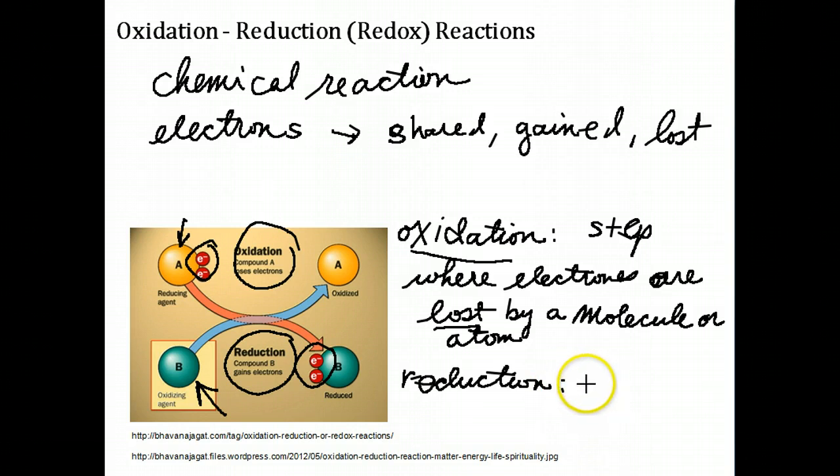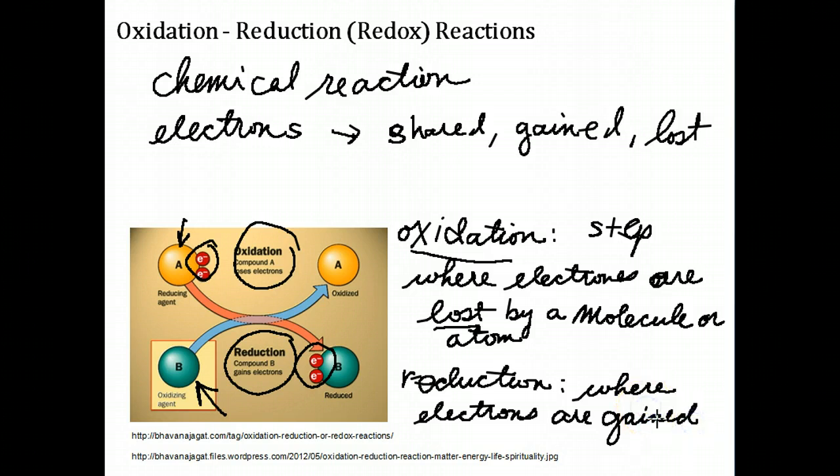Simply the opposite. It's a step where electrons are gained, again by either an atom or molecule. I'm not going to write it because I'm running out of room, but it's a step where this atom or molecule is going to gain electrons. So if you go back to this figure on the left, where we start out with atom B, it gained the electrons from A. So A donated them to B. So we're going to say here that B was reduced.